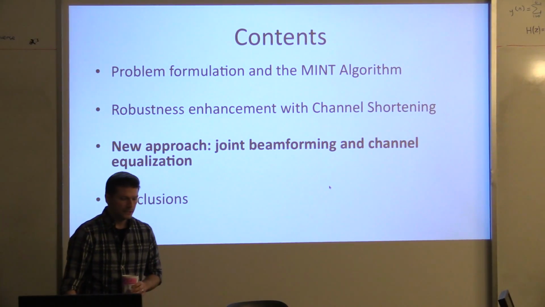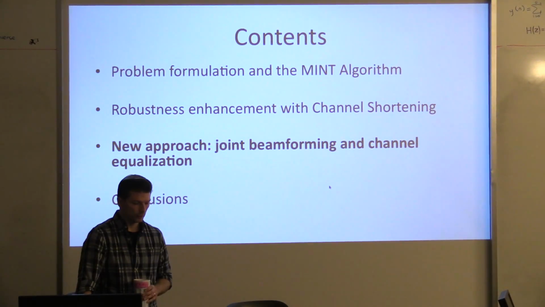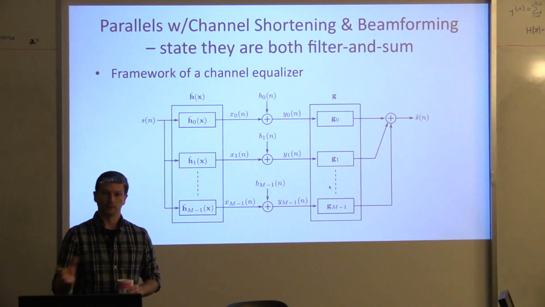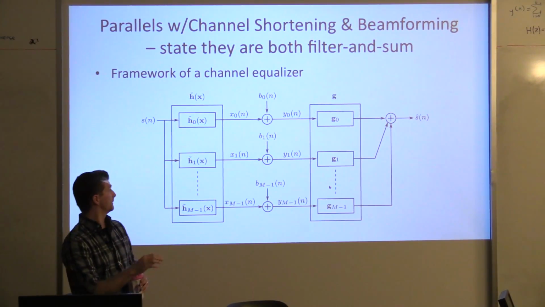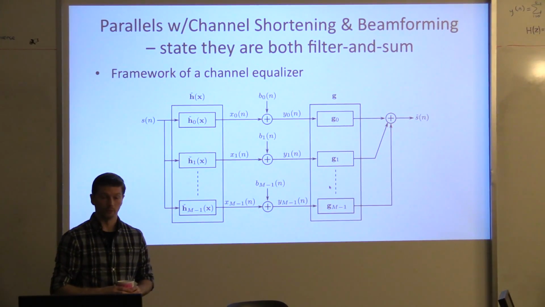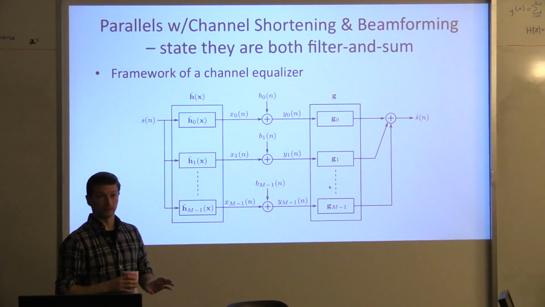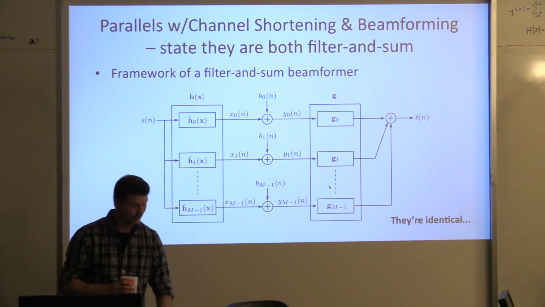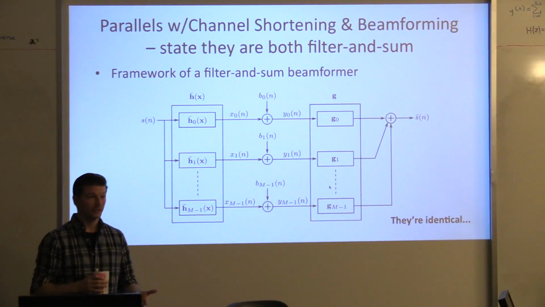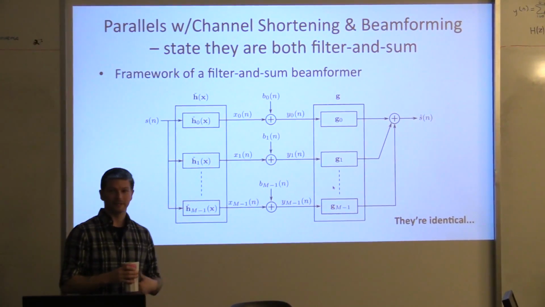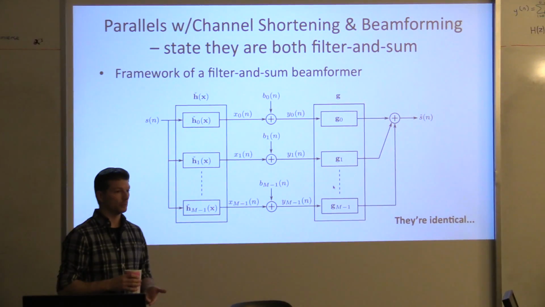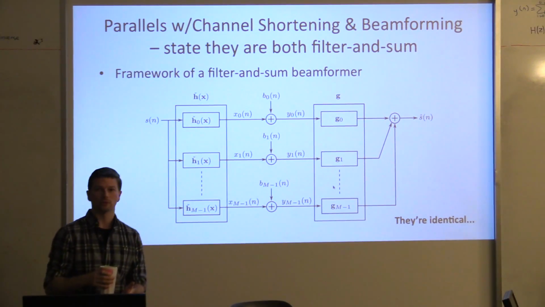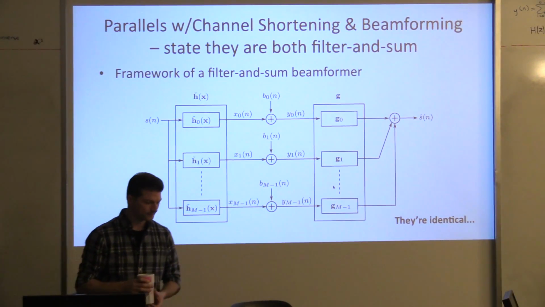So this brings me on to the new approach, which involves joint beamforming and channel equalization. So let's go back to the framework of a channel equalizer. On the left-hand side is the stuff that we can't control, and on the right-hand side is the stuff, these Gs, that we are aiming to design. So this is what a channel equalizer looks like. This is what a beamformer looks like. If you didn't notice the difference, there is none. They're actually identical. They're both optimal in their own senses, they just have very different optimization criteria. So what we want to do is perhaps leverage the known robustness of a beamformer with the potential dereverberation performance that you get from channel equalization.